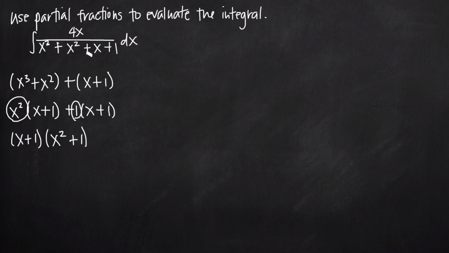We can go ahead and plug those back into our denominator and start our partial fractions decomposition. So what we're going to say is we're going to have this fraction 4x divided by quantity x plus 1 times quantity x squared plus 1, and we're going to set that equal to, notice that x plus 1 is a linear factor, right? We have a first degree x variable, x to the first power. So when we have a linear factor, we just put a single constant over it, so A over x plus 1.